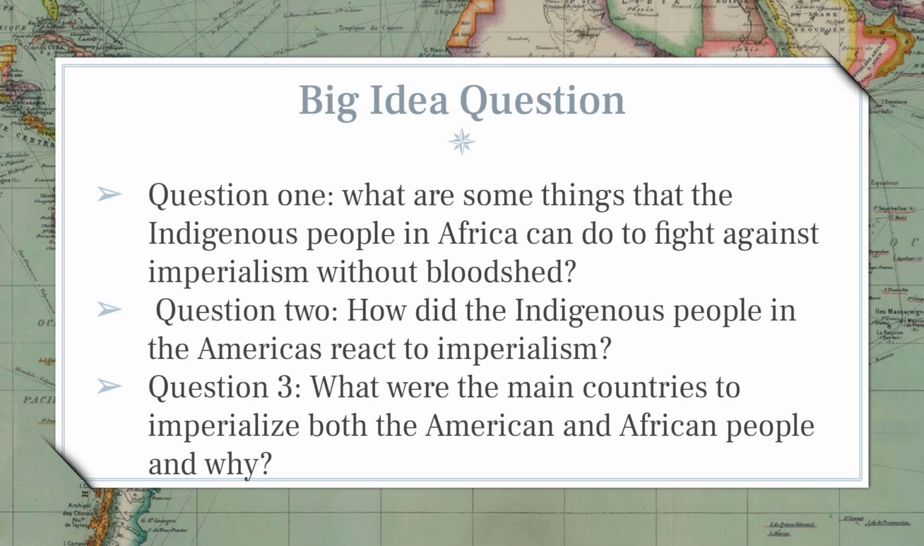Okay, so now you are more informed compared to the start of the video. You can now answer these questions. Question 1. What are some things that the indigenous people of Africa can do to fight against imperialism without bloodshed? Question 2. How did the indigenous people in the Americas react to imperialism? Question 3. What were the main countries to imperialize both the American and African people, and why? Pause the video now to answer these questions.